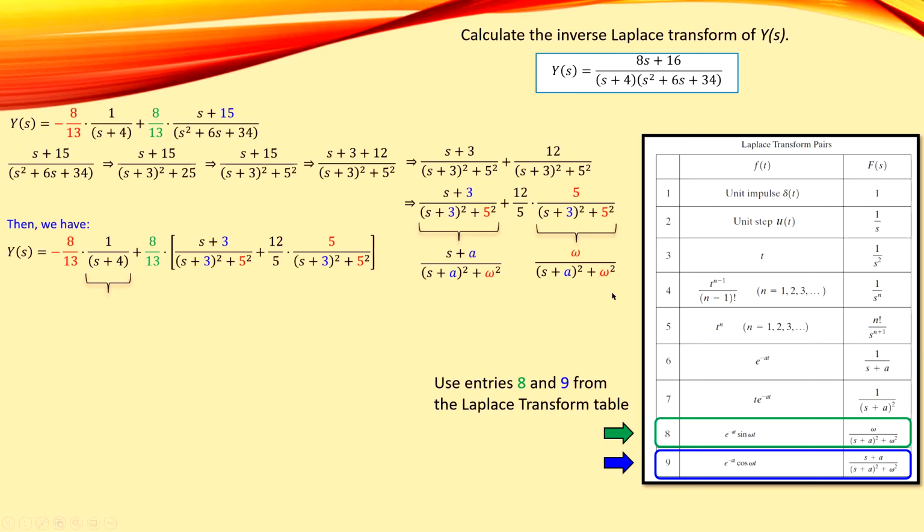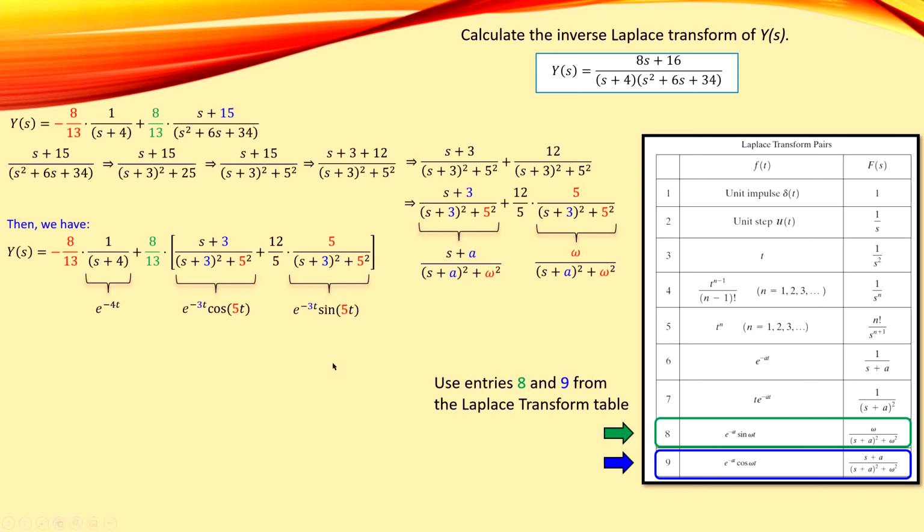If I look at this one, it's just again entry 6, which is a very familiar transformation. So I get 1 over s plus a, where a is here 4, and I get e to the power minus 4t. That's very simple. For that one, I get entry 9, that will be e to the power minus 3t times the cosine of 5t. And for the third one, this one is entry 8, and that will result in e to the power minus 3t times the sine of omega t, which is sine of 5t.